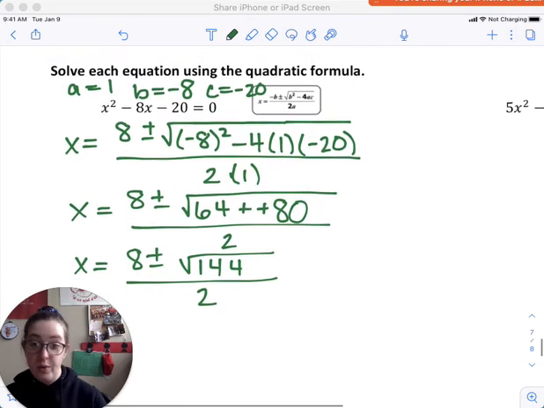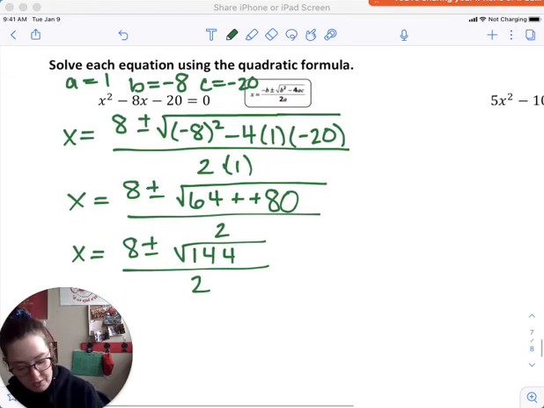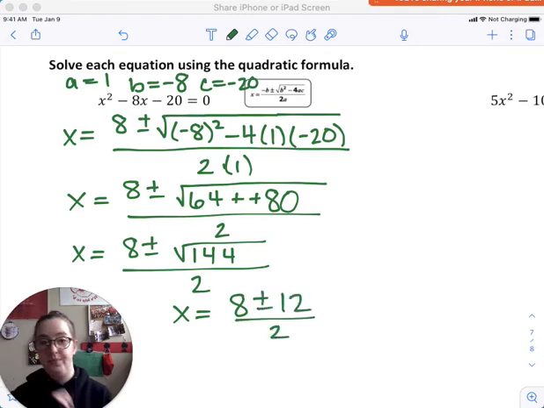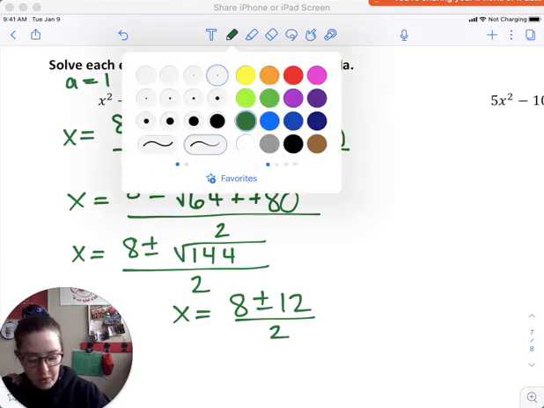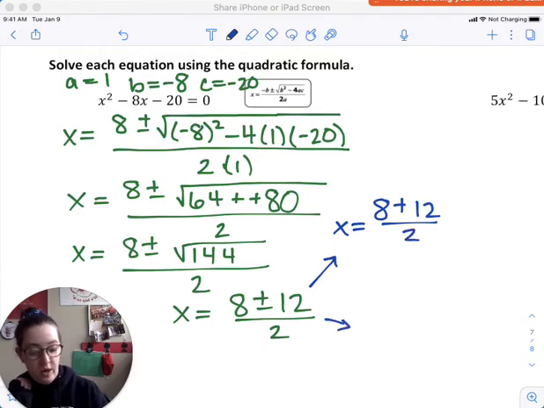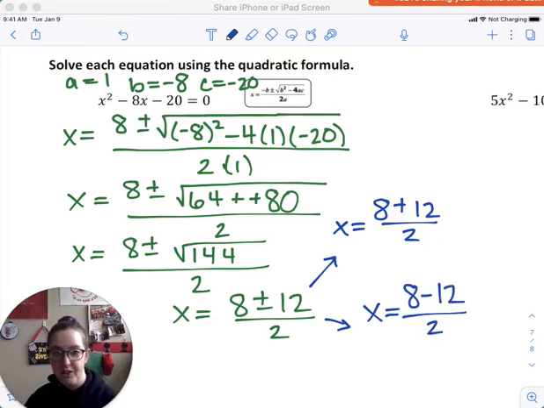The square root of 144 is 12. So right now I have x equals 8 plus or minus 12 over 2. Now remember, that means we have two different equations. One where we're going to add 8 and 12 and divide by 2. One where we're going to subtract 8 minus 12 divided by 2.